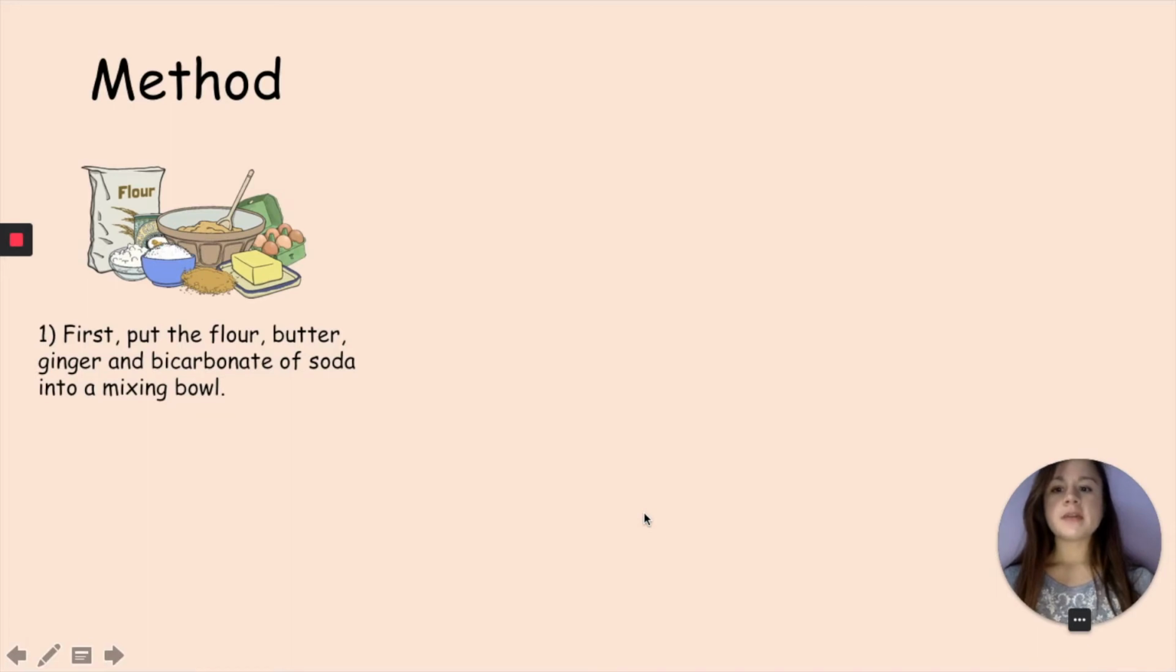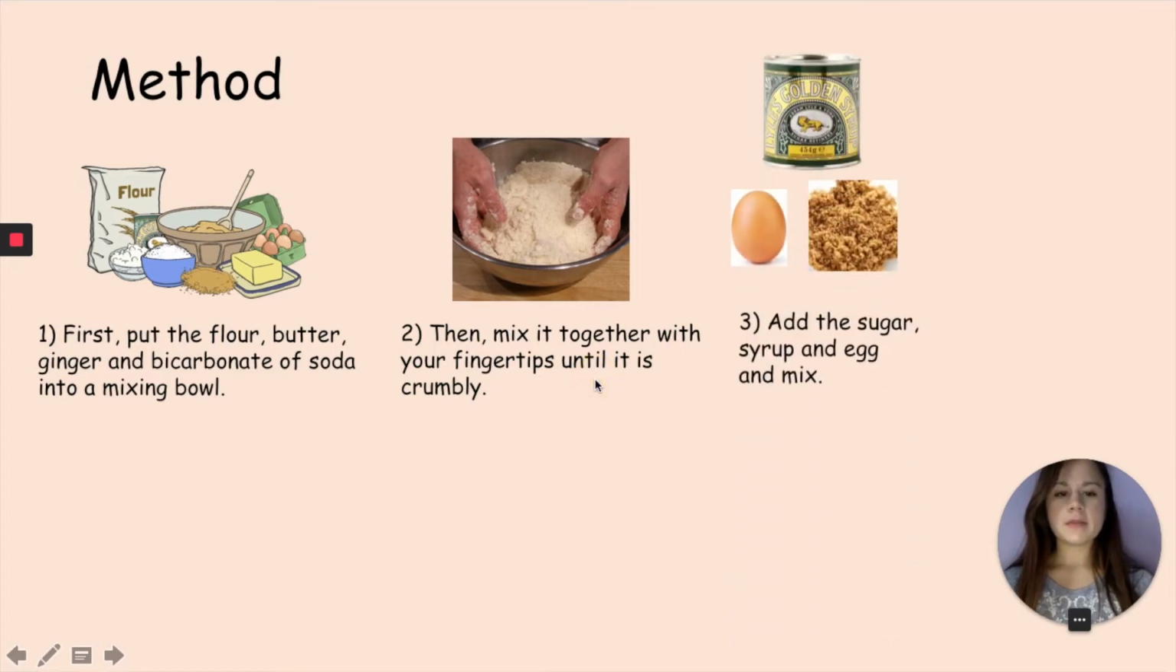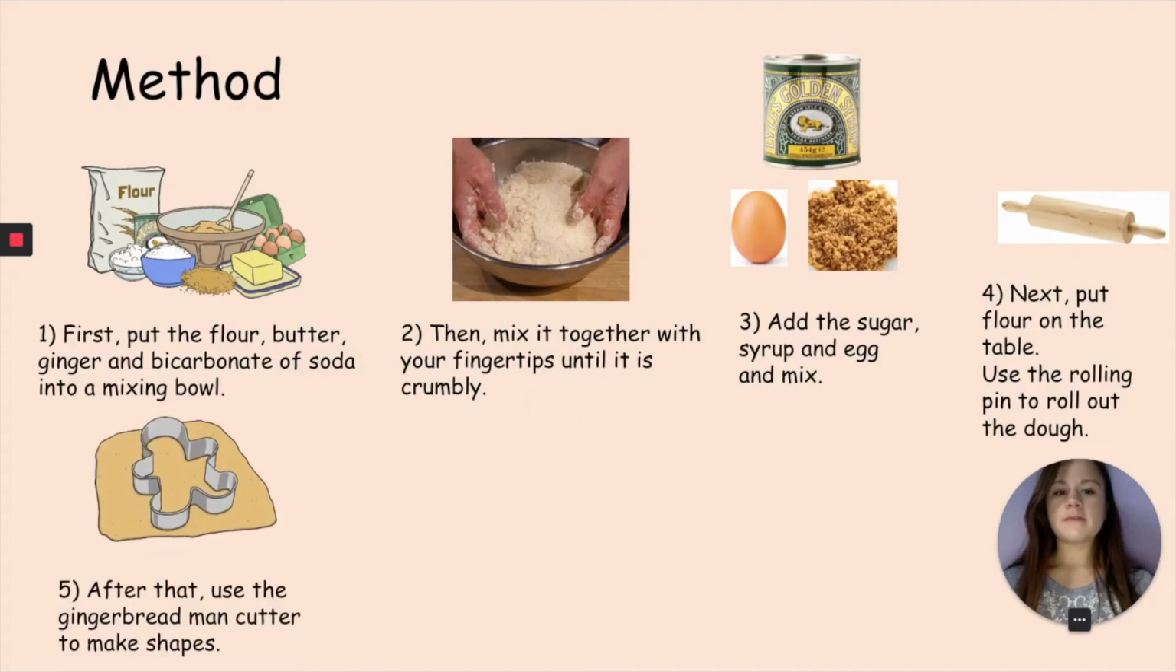First, put the flour, butter, ginger and bicarbonate of soda into a mixing bowl. Number 2. Then mix it together with your fingertips until it is crumbly. Number 3. Add the sugar, syrup and egg and mix. Number 4. Next, put flour on the table. Use the rolling pin to roll out the dough. Number 5. After that, use the gingerbread man cutter to make shapes.